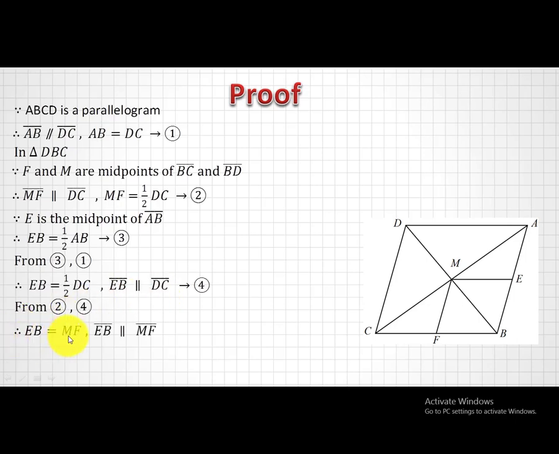Therefore, EB equals MF. EB equals half DC and MF equals half DC. Then EB equals MF, so two opposite sides are equal in length. And from parallel, EB is parallel to DC, and MF is parallel to DC, then MF is parallel to EB. Then line segment EB is parallel to line segment MF. Here I get two opposite sides that are equal in length and parallel. Therefore, EBFM is a parallelogram. Clear?